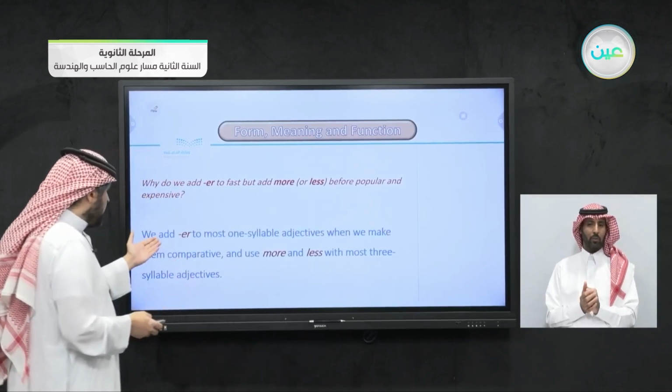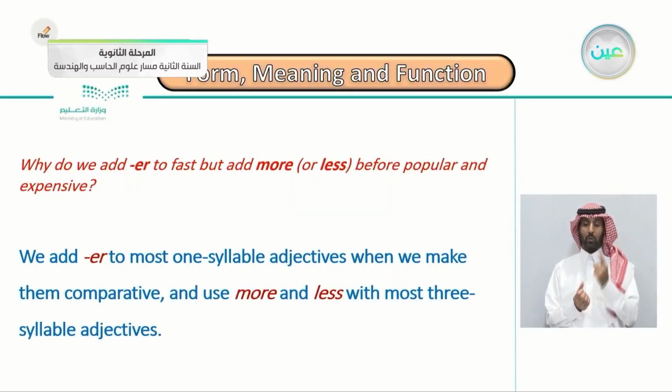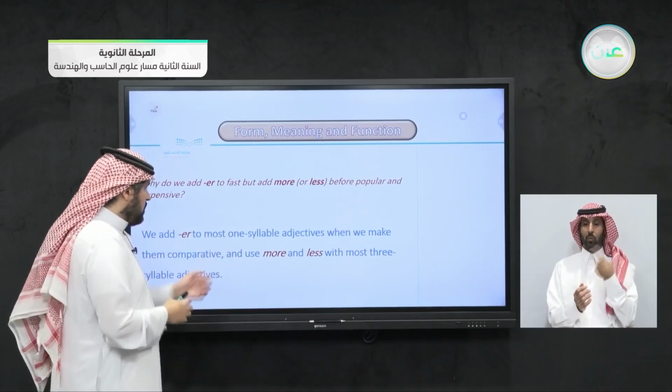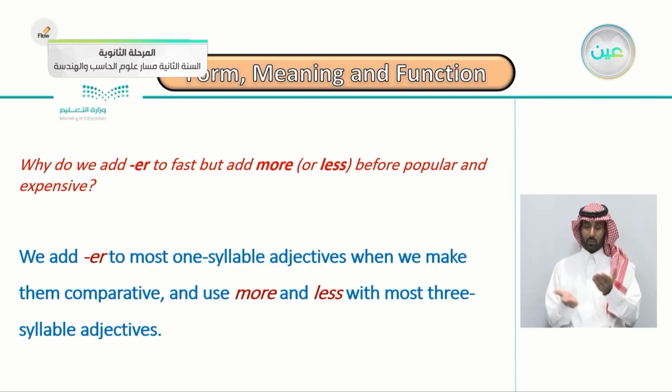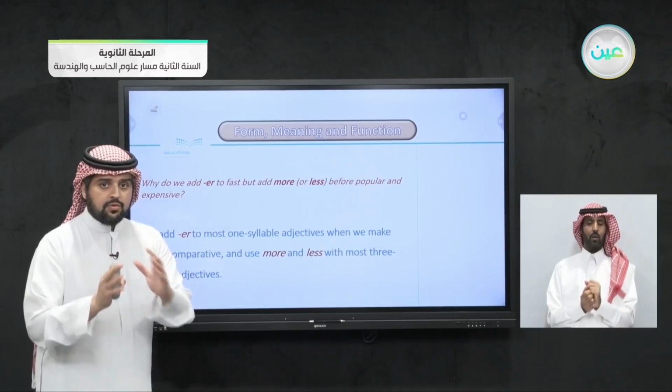Okay, let's see. We add er to most one-syllable adjectives. You remember the word syllable, the part of the word, or maybe the whole word is just one syllable. We add er to most, not all, most one-syllable adjectives when we make them comparative, and we use more and less with most three-syllable adjectives. So again, we add er to one-syllable adjectives, and we add more or less with most three-syllable adjectives. So we choose according to the syllables.